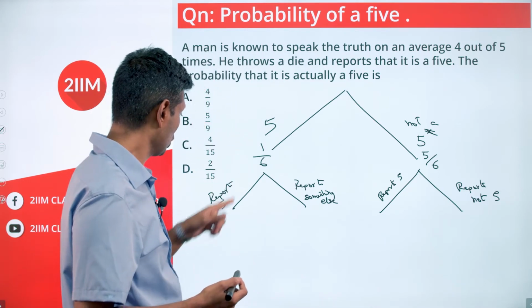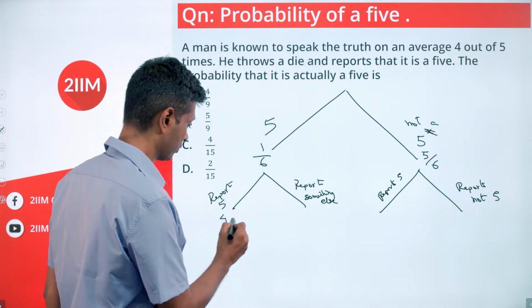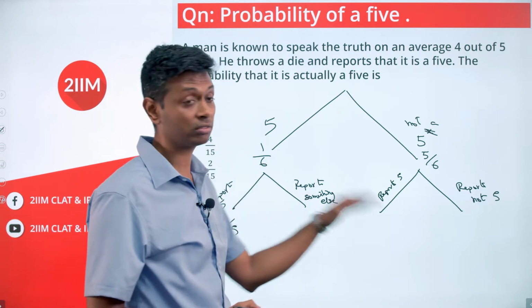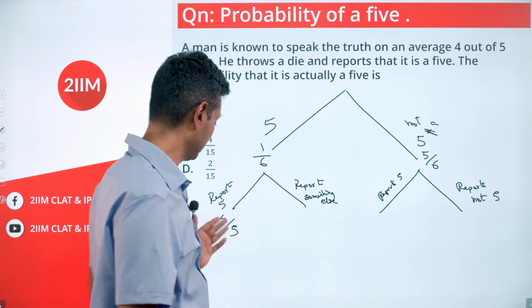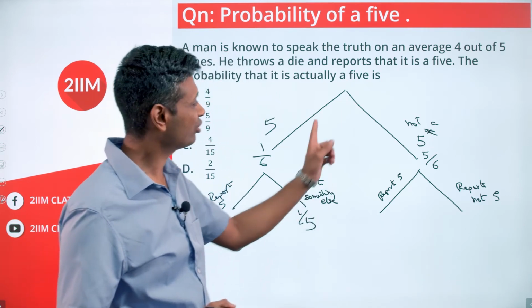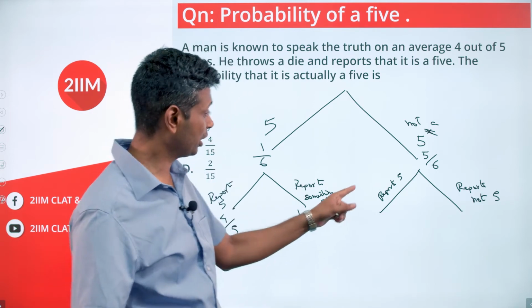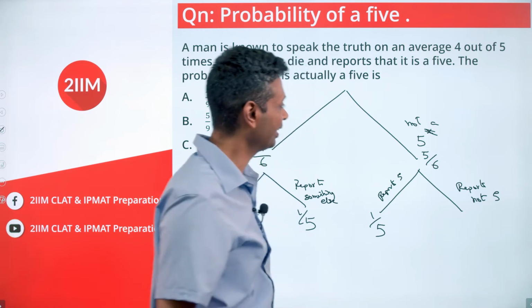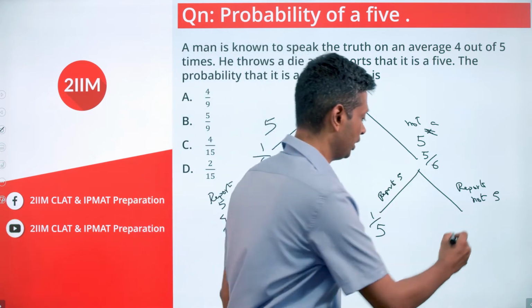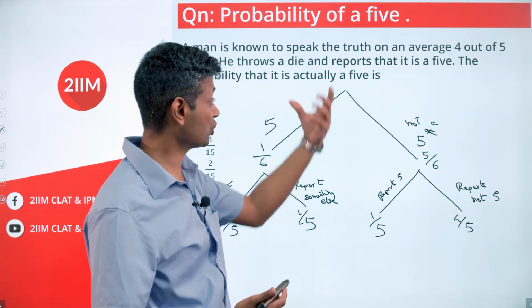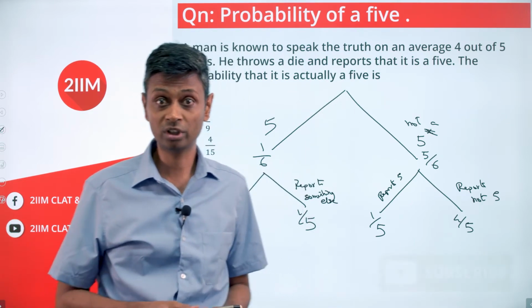It is a 5. What is the probability he reports a 5? 4 by 5. Given it's a 5, what is the probability he reports something else, does not report it's a 5? This should be 1 by 5. It's not a 5. The probability that he reports 5 means he's lying, not speaking the truth. 1 by 5. It's not a 5. He reports not 5. 4 by 5. Right? So this is the structure that you'll have to use for these questions.